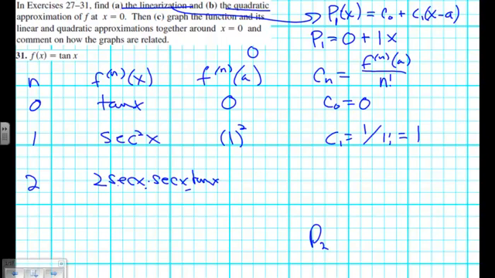Next question is, what's the value of this function at the center? Well, it's 2 times 1 times 0. Tangent is 0, so the whole thing's 0. I got that part right. So C2 is equal to 0. So the whole thing, P2, is just x. It has the same linear and quadratic approximation.